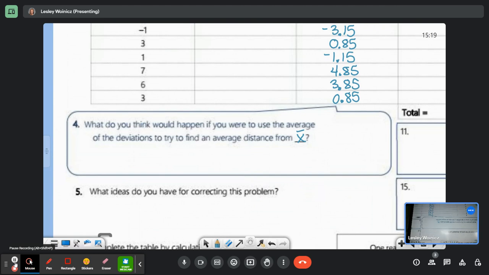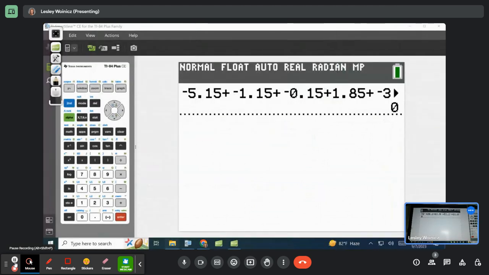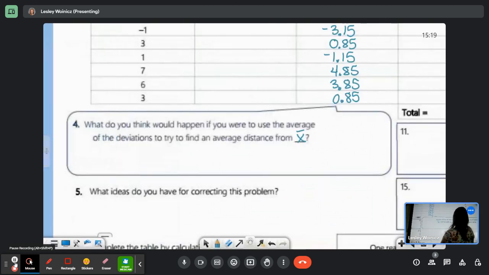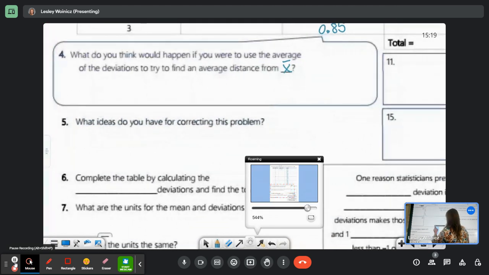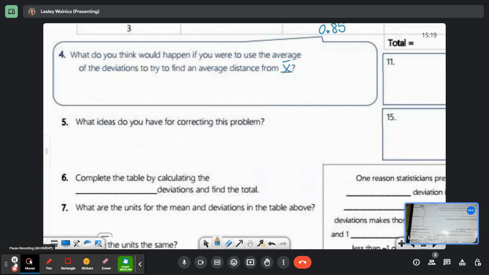What did you get on your calculator? If I divide that by 20, I still get 0. It doesn't work. All right, so let's brainstorm. What ideas do you have for correcting this problem? No negatives. How do we get rid of negatives? Absolutely. That's actually a way.